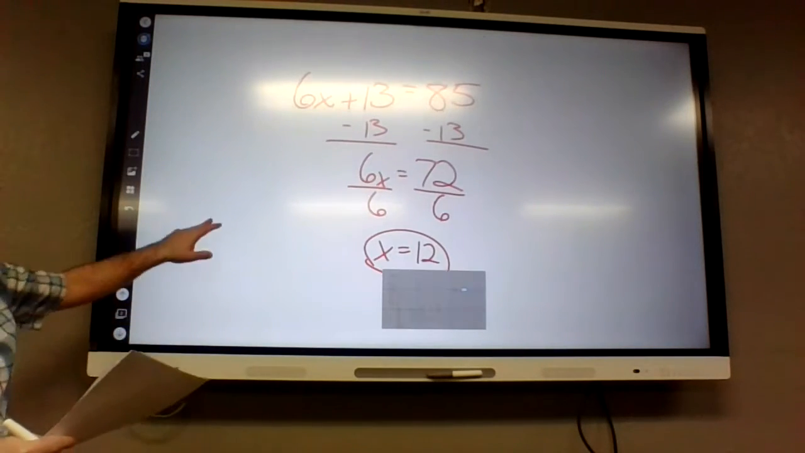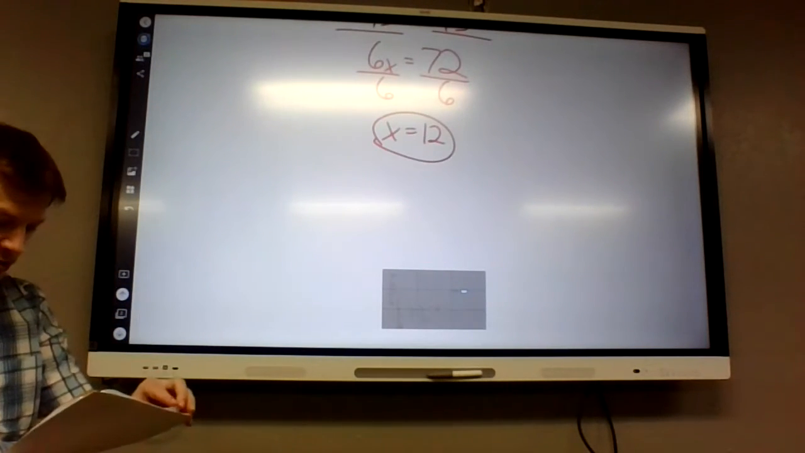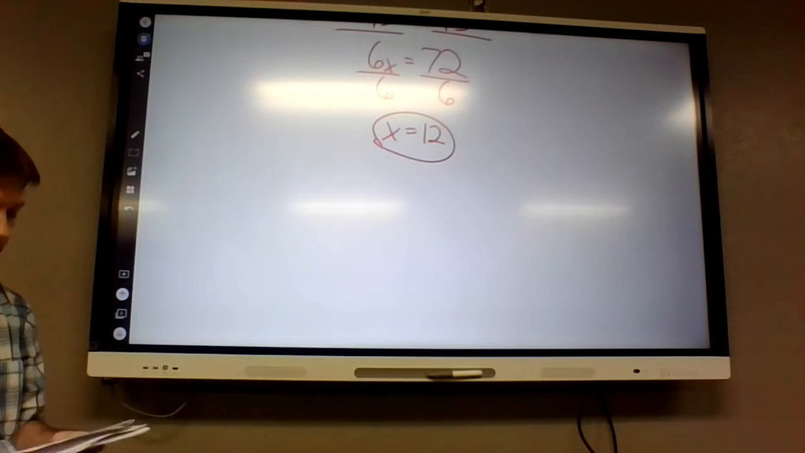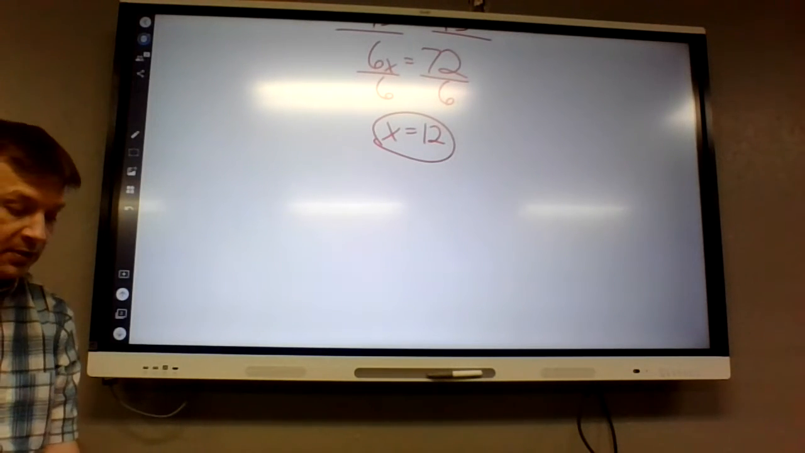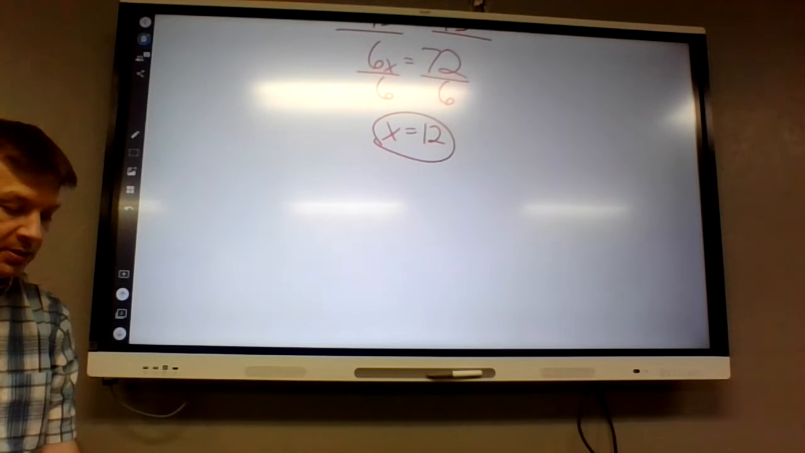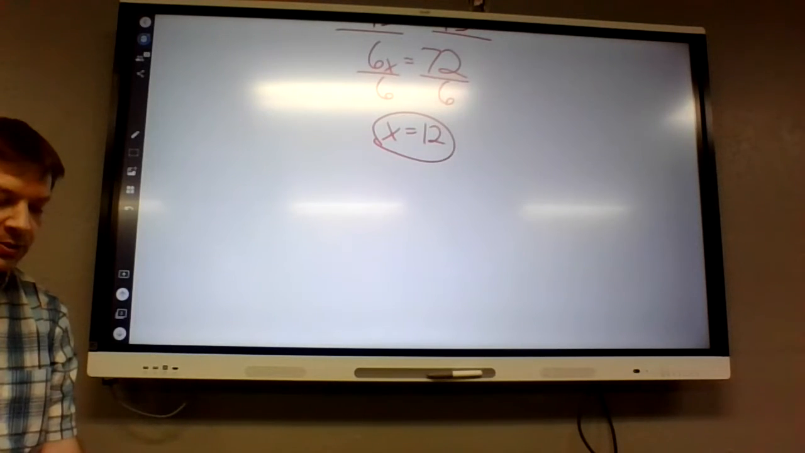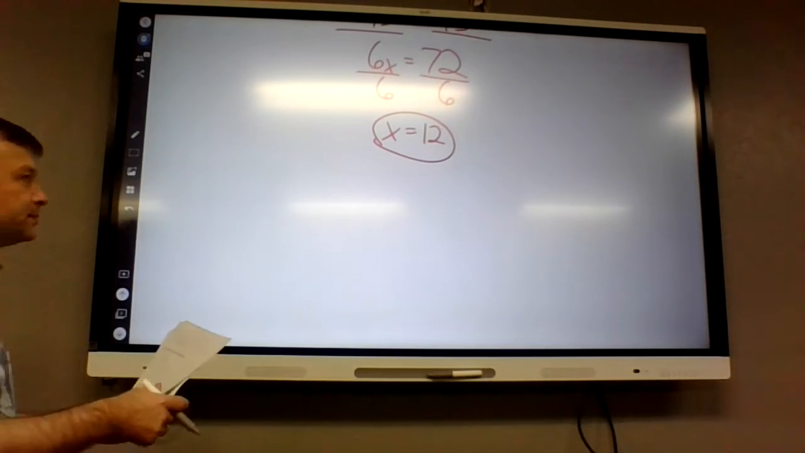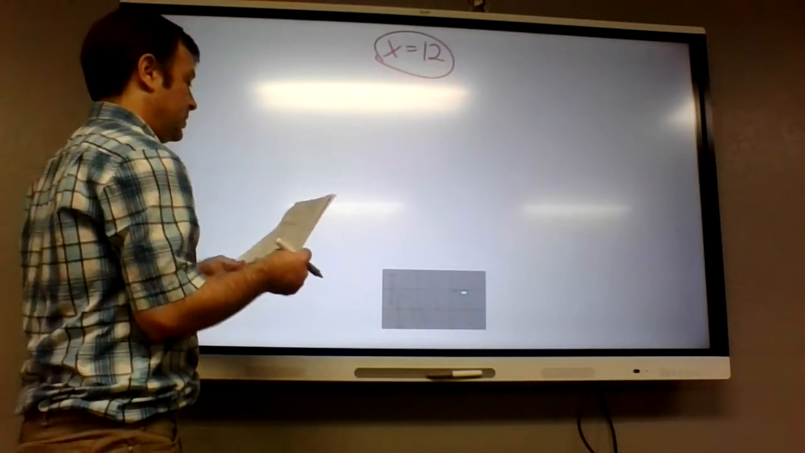Oh boy. All right. Number 21. What do we know about those two angles on 21 and 22, I guess? They're supplementary, which means what? They add up to 180.